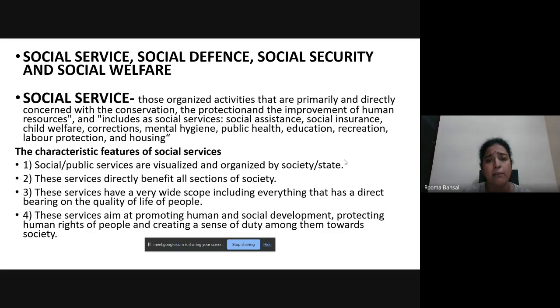Same, you can take the example of government schools. Either the child of a rickshaw puller or the child of a CEO of any company, anybody can take admission in government schools. These services have a very wide scope, including everything that has a direct bearing on the quality of life of people. These services aim at promoting human and social development, protecting human rights of people, and creating a sense of duty among them towards society. Here you can take the examples of government schools, government colleges, or other institutions which provide equal rights and equal opportunities without any gender bias. They provide education to all and each person who takes admission over there. They have a duty to provide services to them.